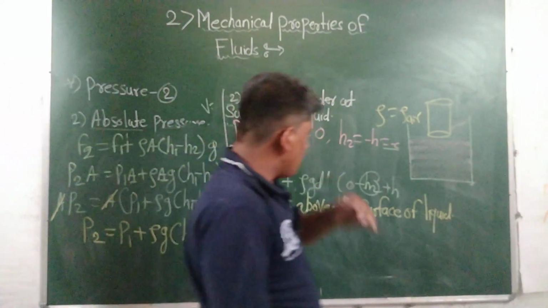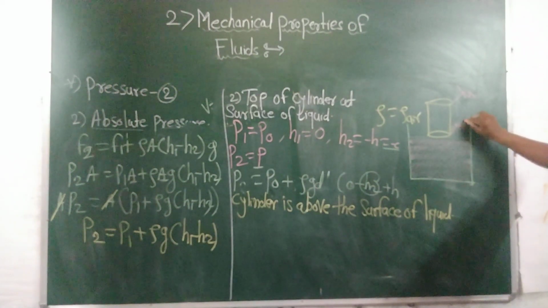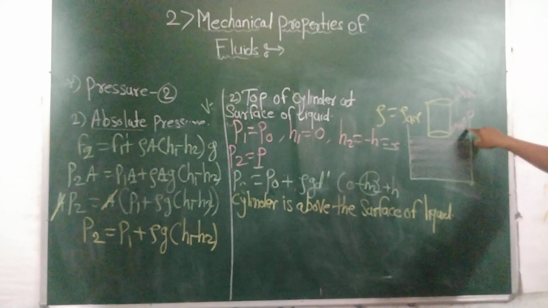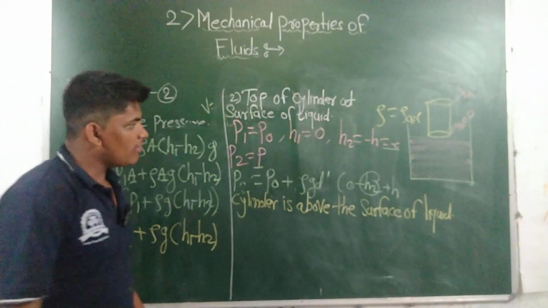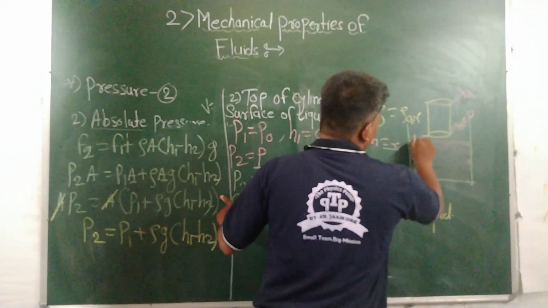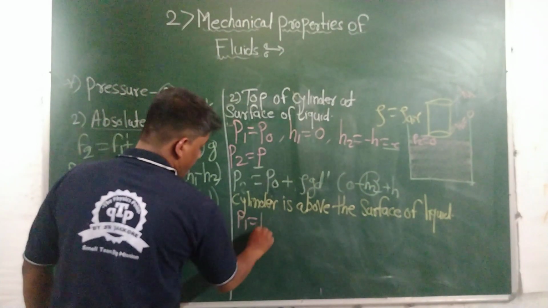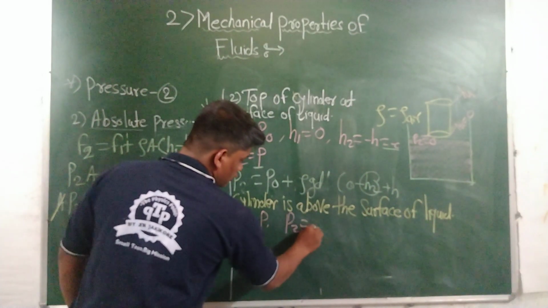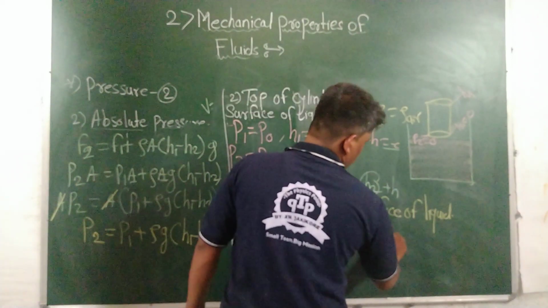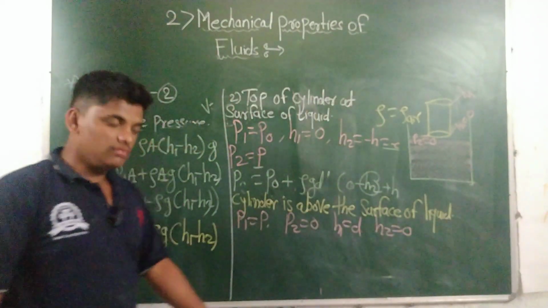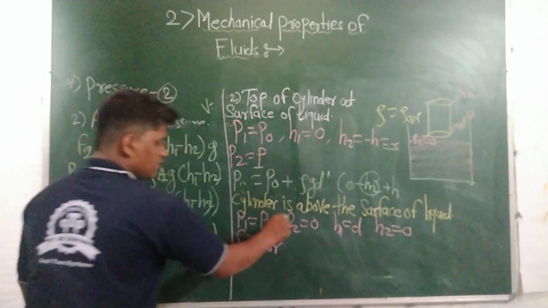Then above the surface of the liquid, that is H1, H2 is 0, H1 is some value that is at the distance D, P2 at the bottom is 0. P1 equal to P, P2 equal to 0, H1 equal to D, and H2 equal to 0. And one another thing, that is rho is equal to rho of air.